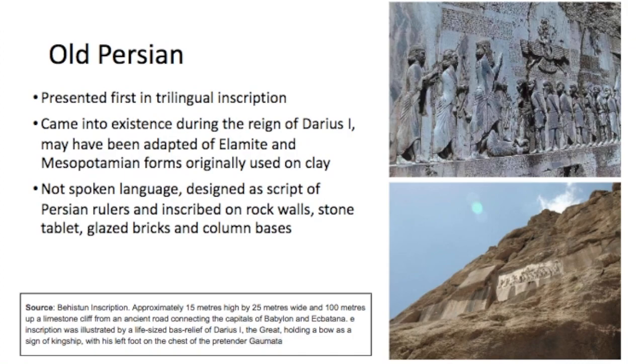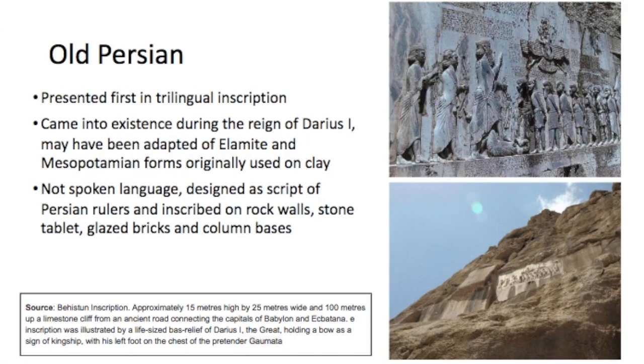and it is approximately 15 meters high by 25 meters wide. Again, 100 meters up a limestone cliff, and it tells the story of Darius's assumption of the role of king. He's holding a bow as a sign of kingship with his left foot on the chest of the pretender Gaumata.